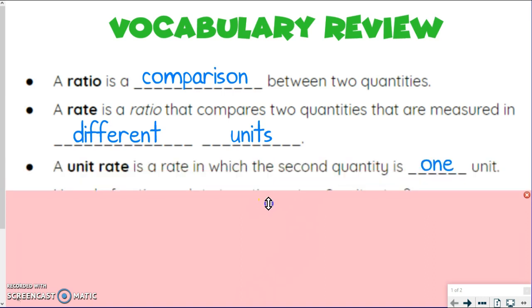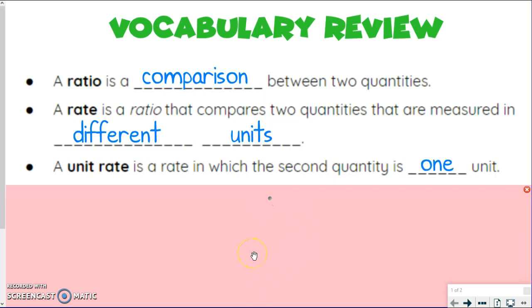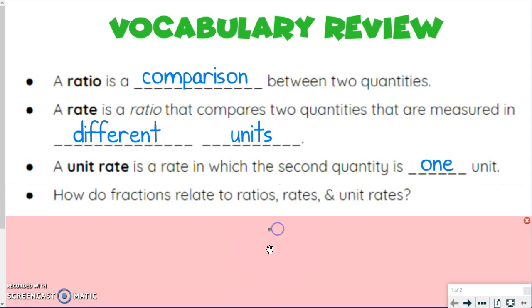A unit rate is a rate in which the second quantity is down to 1 unit. So I'll give you an example. Like when you go to the gas station and they tell you that it's $2.89 per gallon. That's saying that it's $2.89 for 1 gallon. So the second quantity is down to 1 unit. That's a unit rate.